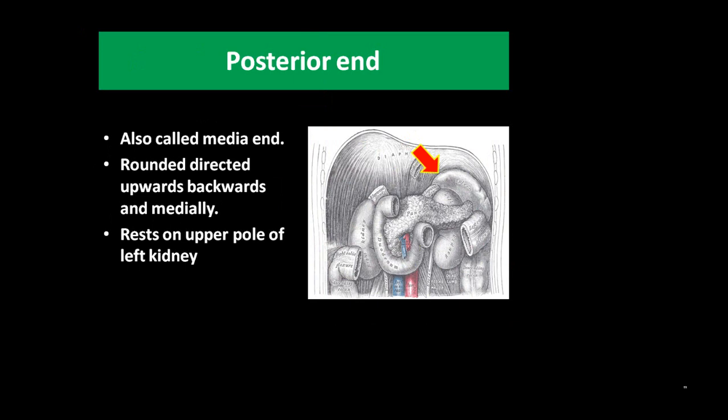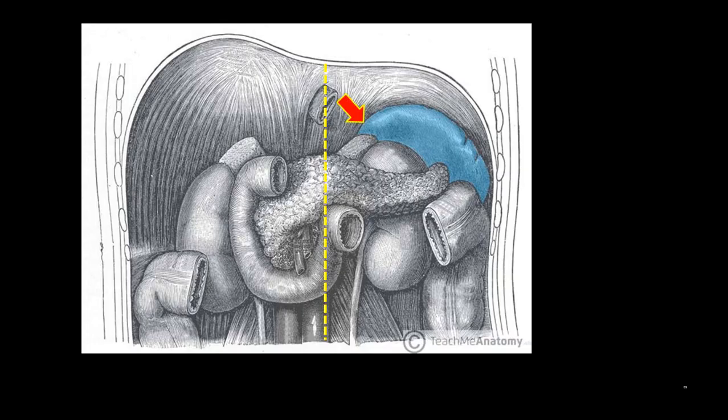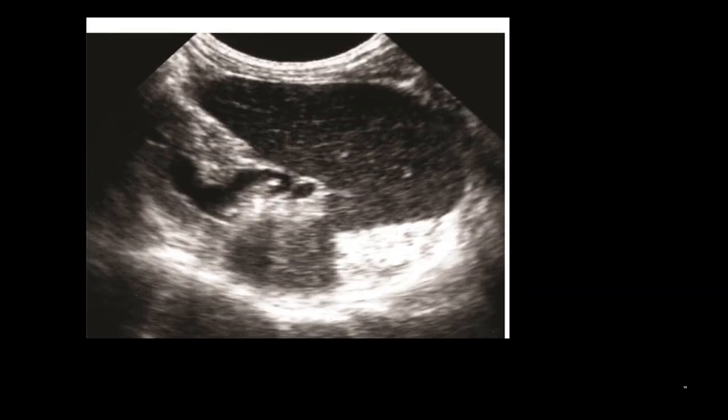Posterior end of spleen is called medial end. It is directed upwards, backwards and medially. It rests on upper pole of left kidney. As shown in this figure, upper pole of the spleen is directed upwards, backwards and medially. It rests on the upper pole of the left kidney.